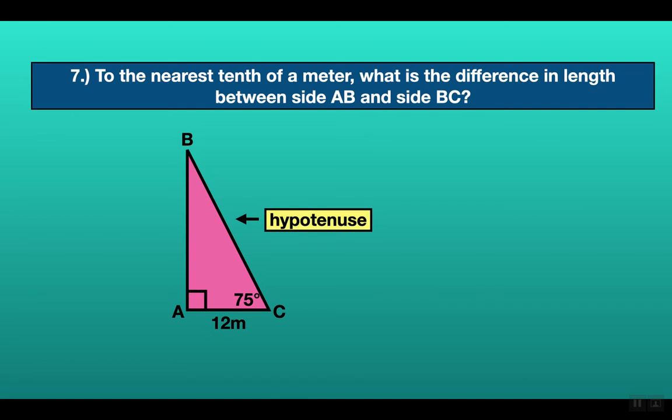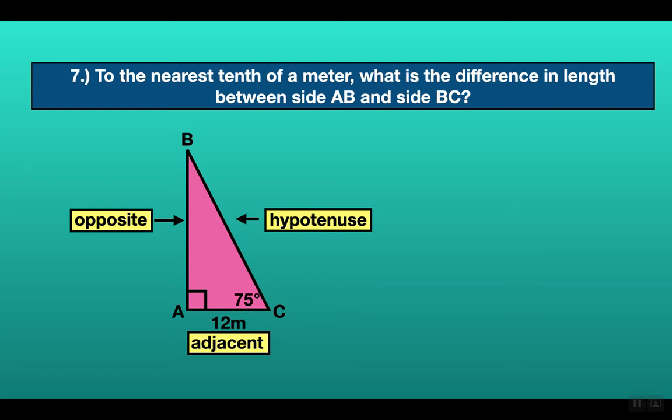It's side BC because it's the side opposite the 90-degree angle. Our opposite side is side BA, which is the side that is completely across from the 75-degree angle and is not touching the 75-degree angle at all. And our adjacent side is side AC, because that's the side that together with the hypotenuse creates the 75-degree angle.